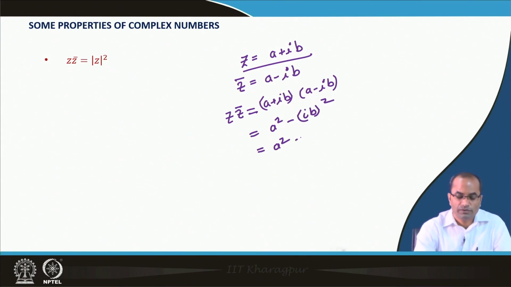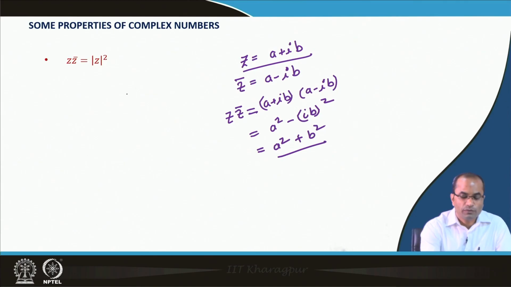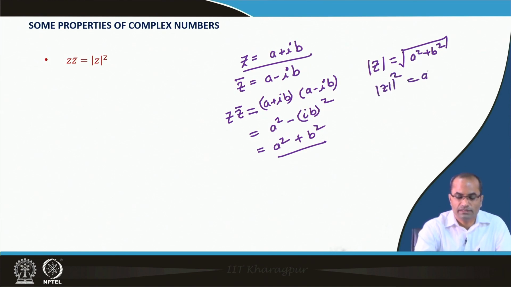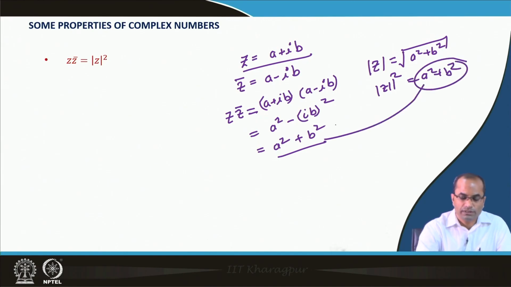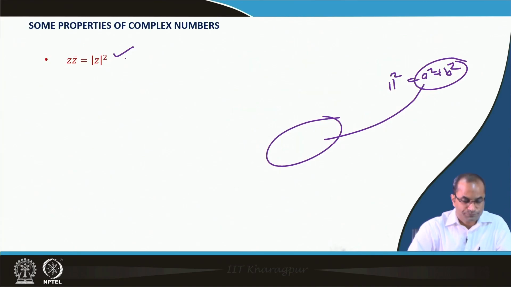So, a square minus I square b square, and I square is minus 1, so we have plus b square. That means this is a square plus b square. If we look at the other side, once the number is a plus I b, the modulus of z is the square root of a square plus b square, so the modulus z square is a square plus b square. So, we do see that both are equal, that means z times z bar is equal to a square plus b square, and that is equal to mod z whole square.